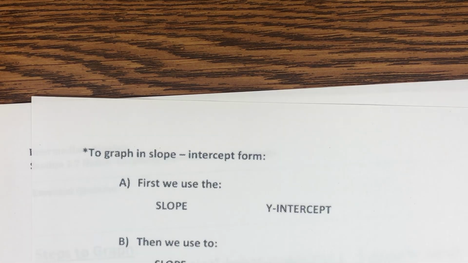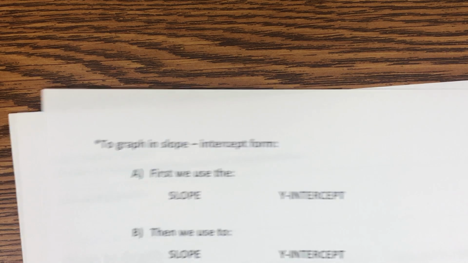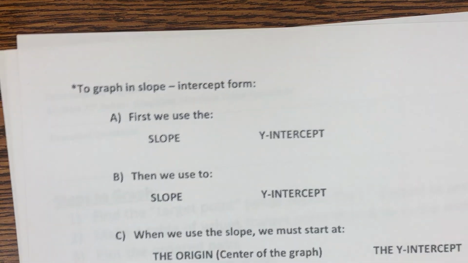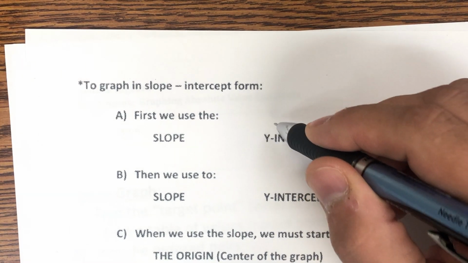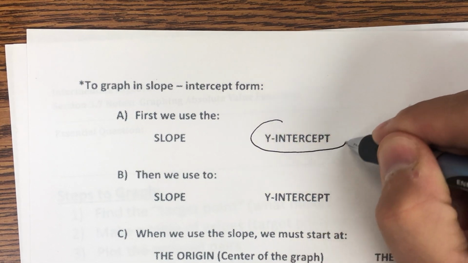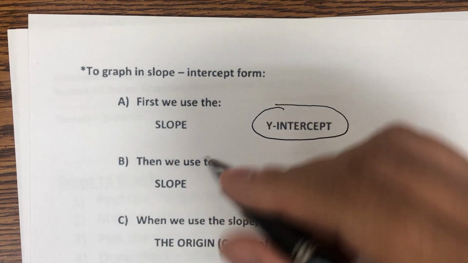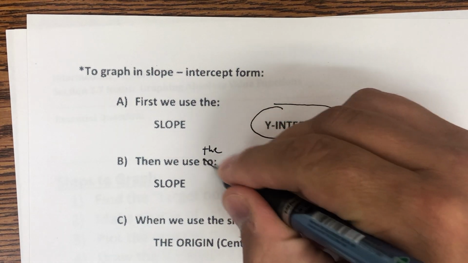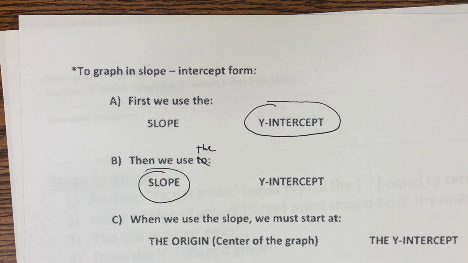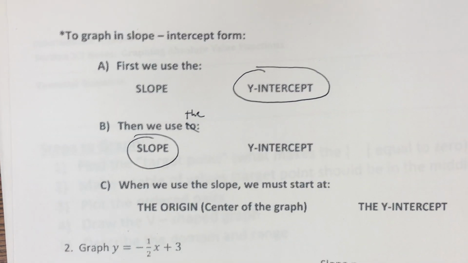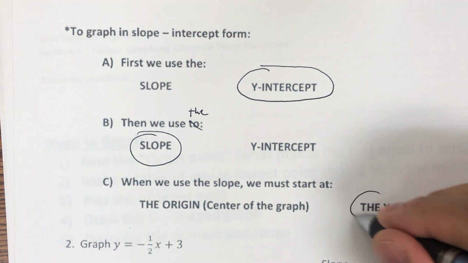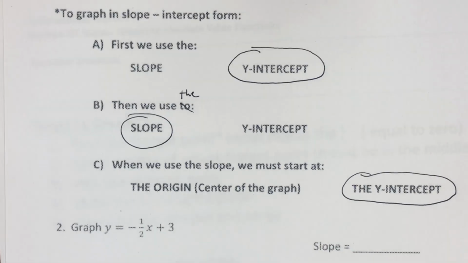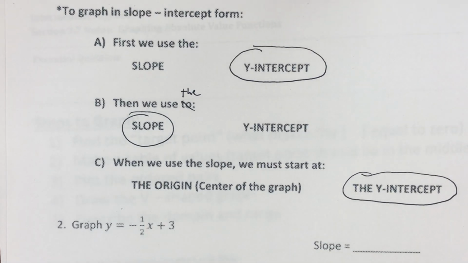So to graph a line in slope-intercept form, first, what do we use? Do we use the slope or do we use the y-intercept? Well, we first have to use the y-intercept. Plot that first. Then we use the slope. And when we use the slope, we start at the y-intercept. I do not start again from the origin. All right, so got to be super careful here.